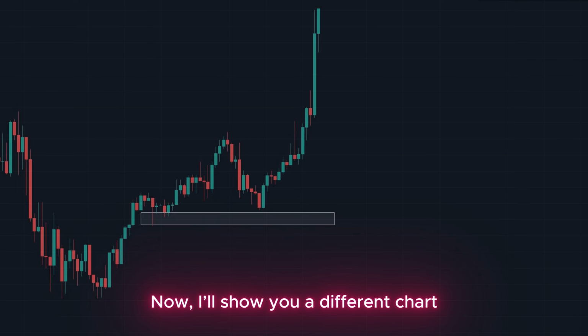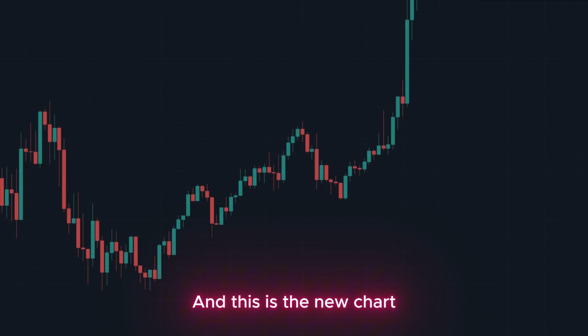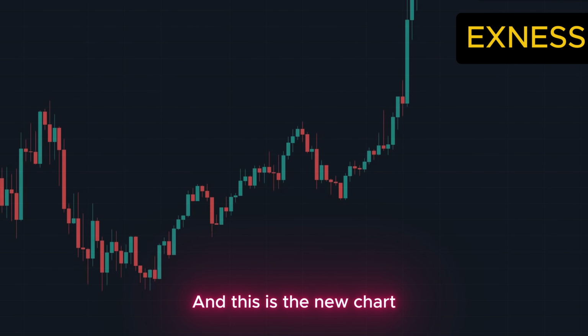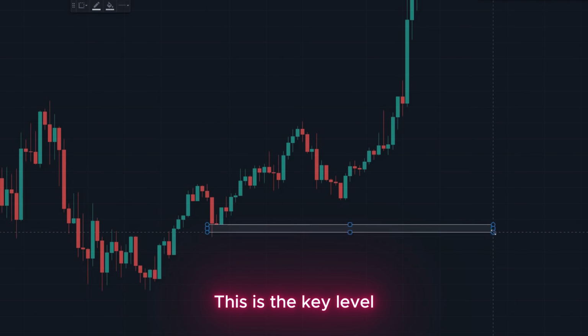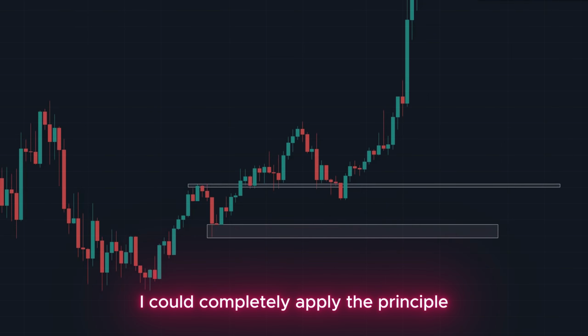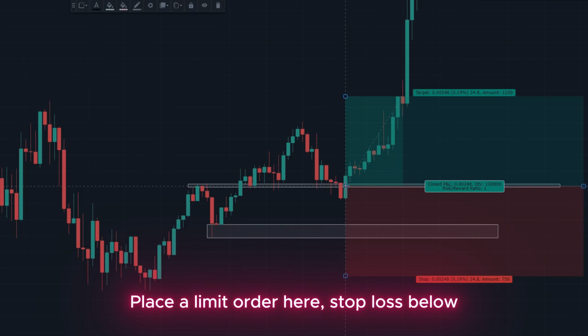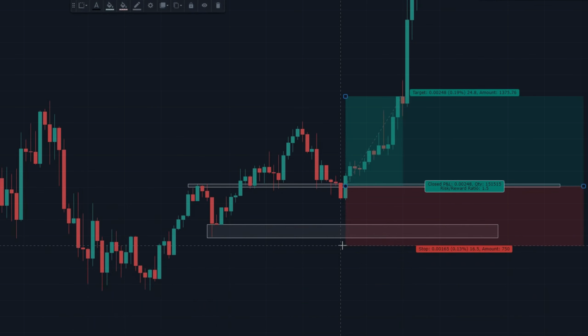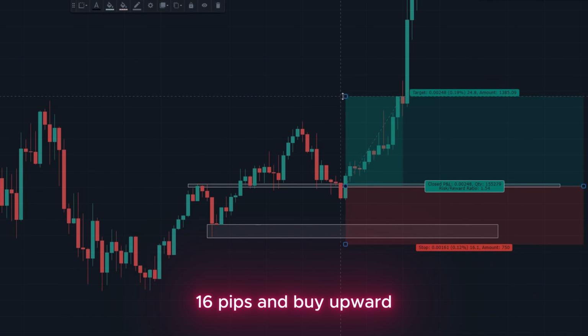Now, I'll show you a different chart for the same case. And this is the new chart. If I analyze this chart, I could have entered a buy order. This is the key level. This is the previous high. I could completely apply the principle of trading for busy people. Place a limit order here, stop loss below 16 pips and buy upward.